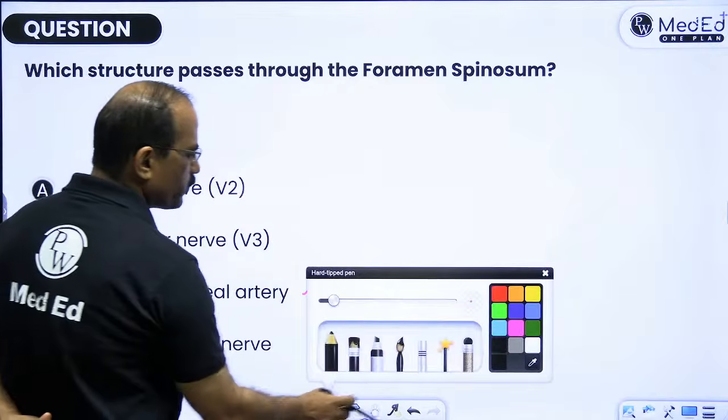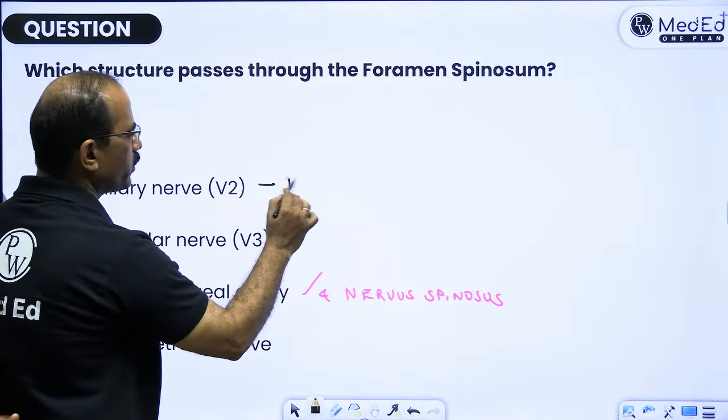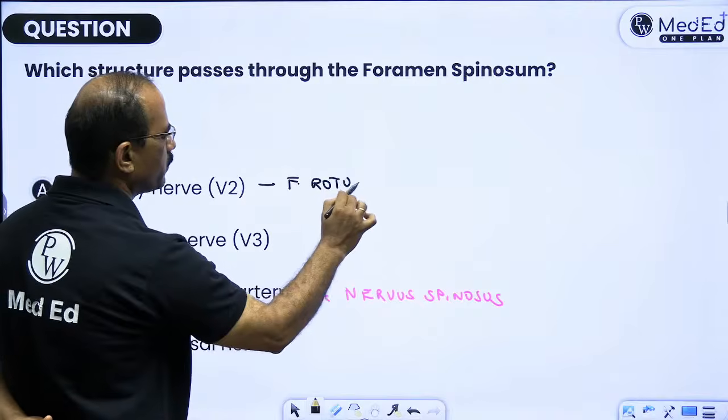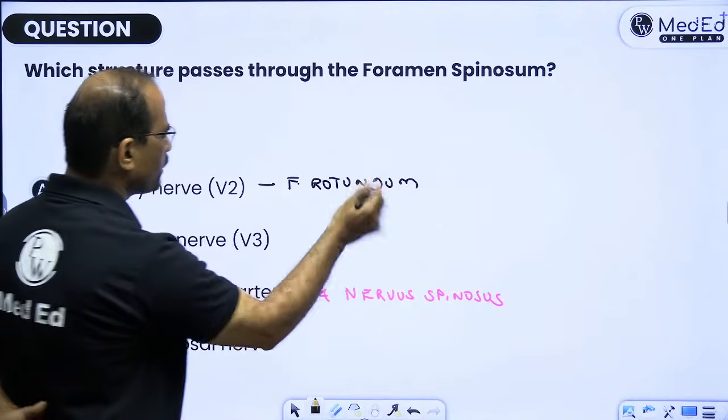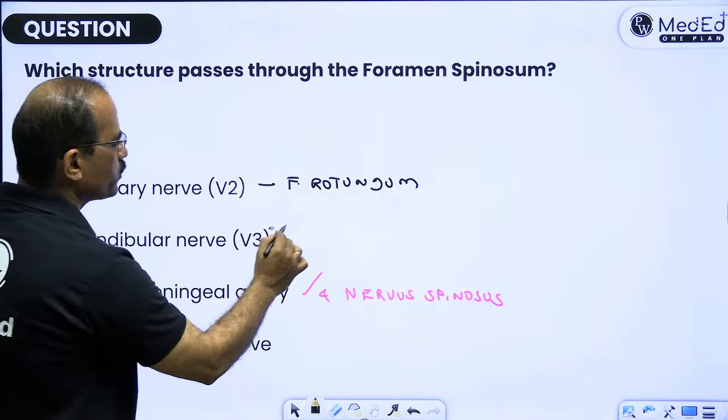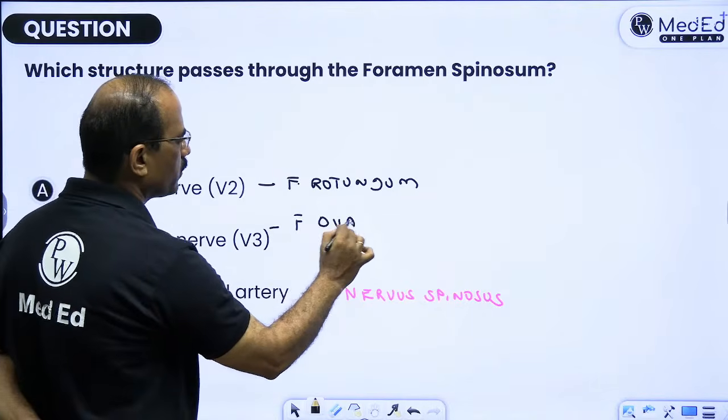Maxillary nerve कौन से foramen से जाती है? Maxillary nerve goes through the foramen rotundum. Foramen rotundum से maxillary nerve जाती है. Mandibular nerve goes through the foramen ovale.